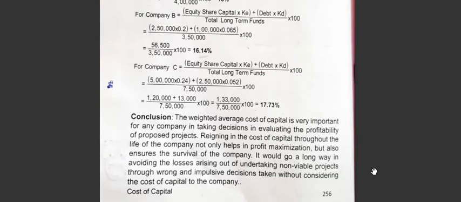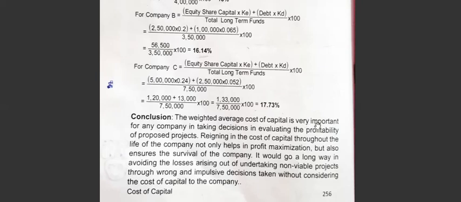The total of 5 lakh plus 2 lakh 50,000 is 7 lakh 50,000. So add this amount, divided by 7,50,000 into 100, it is 17.73%. So the weighted costs are 18%, 16.14% and 17.73%. So what decision can you give about all the three companies?